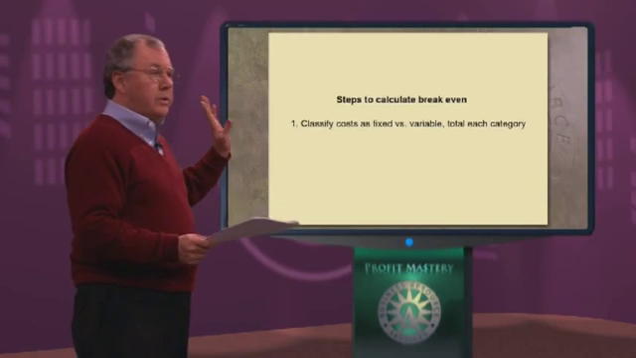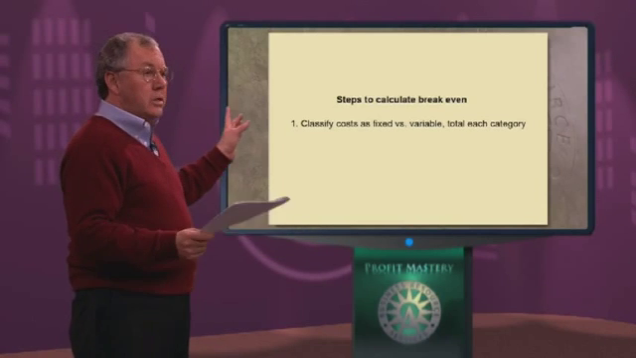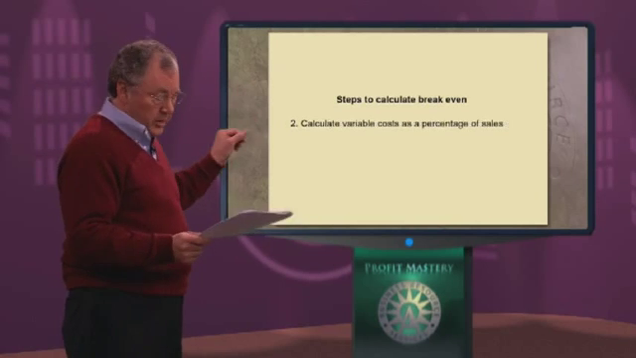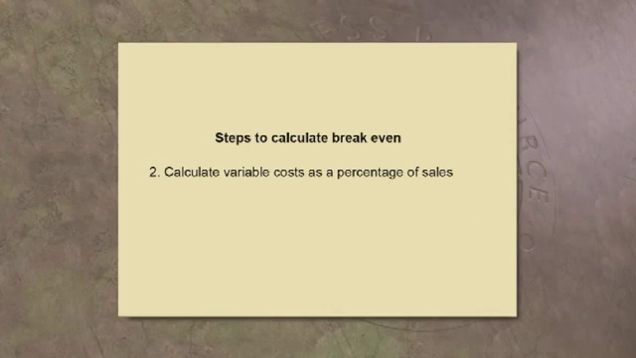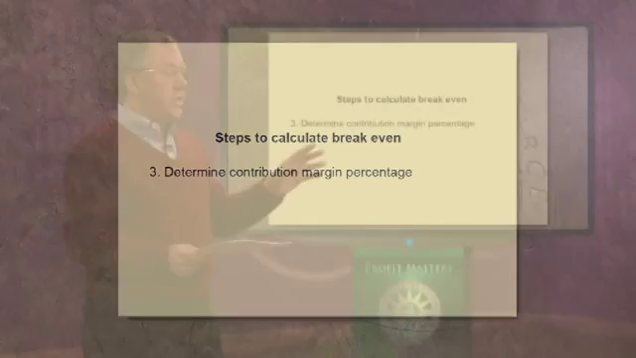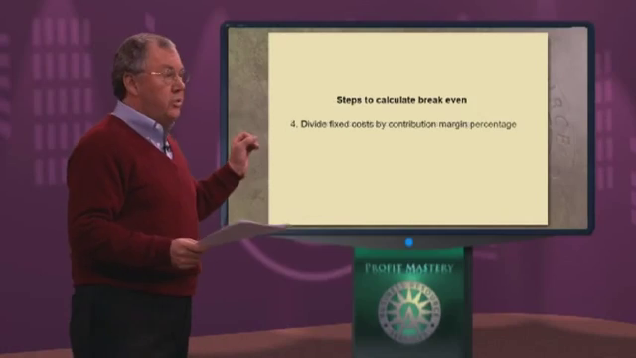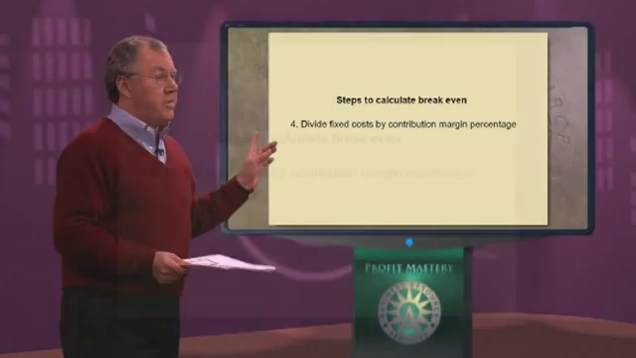Okay, so let's review the steps to calculate break-even, all right? What were they? Number one, what did we have to do? Classify them as fixed or variable, right? F or V. Then we had to calculate the variable as a percent of what? Sales. Then we had to determine the contribution margin percentage, which was saying 100% minus the variable cost percent, right? And then what we did is we divided the fixed cost by that number.